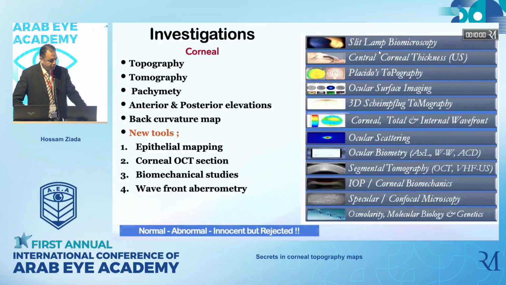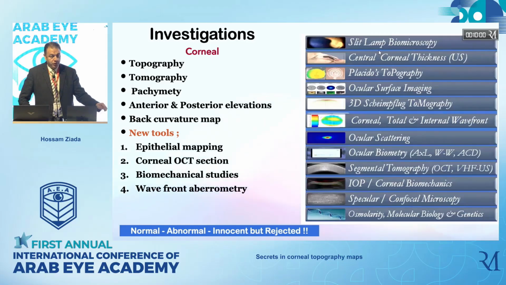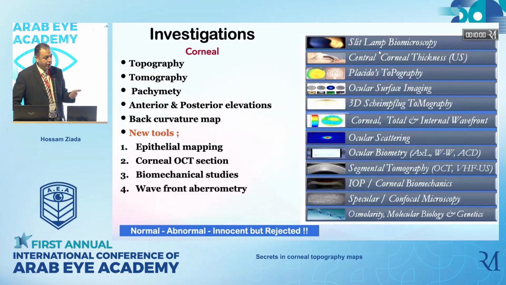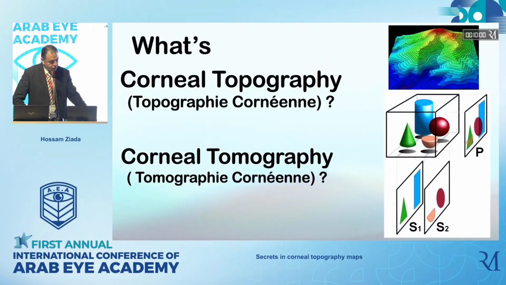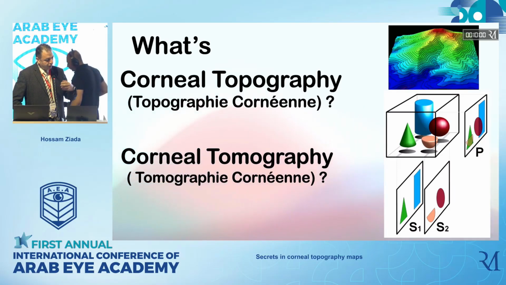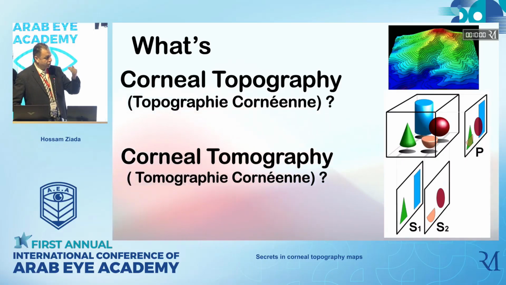Nowadays, the Pentacam itself is no longer enough to judge your patient without asking for others, like the biomechanical studies and the epithelial mapping, as I will show in the second presentation. So we have three kinds of patients: either normal, abnormal, or innocent but not fit. And you know the difference between topography and tomography. This is the surface and the depth.